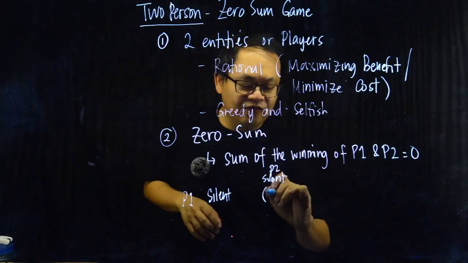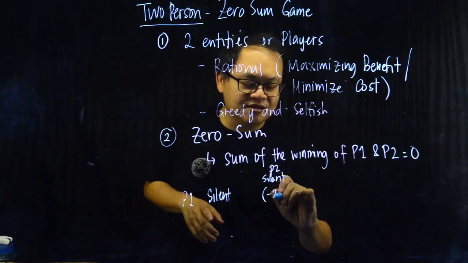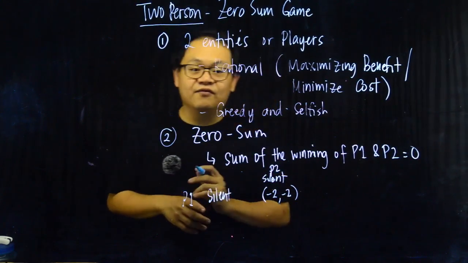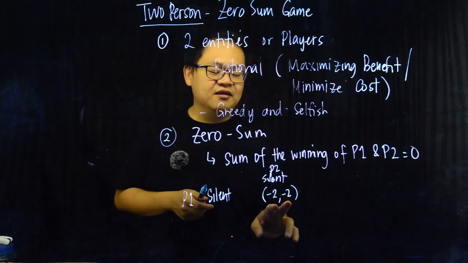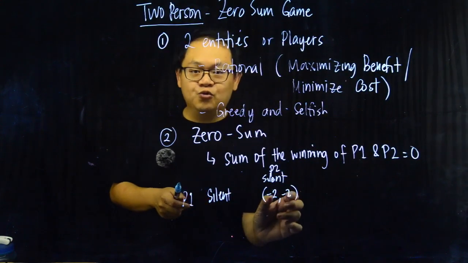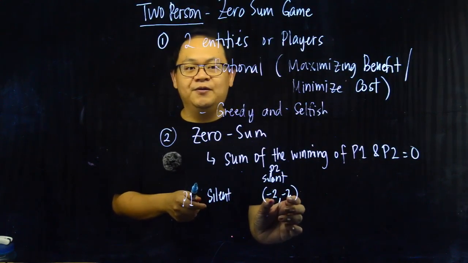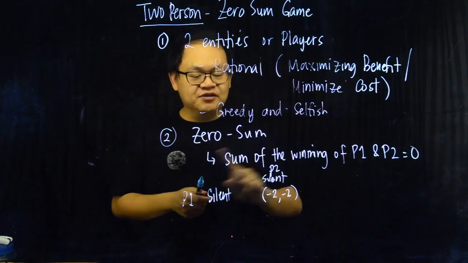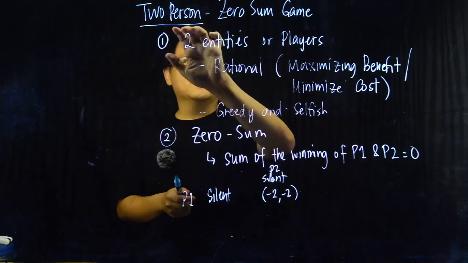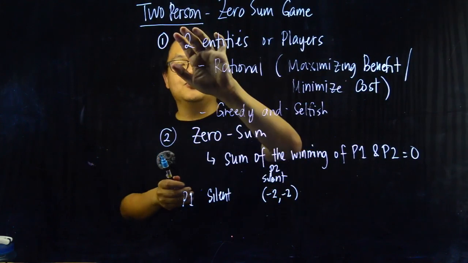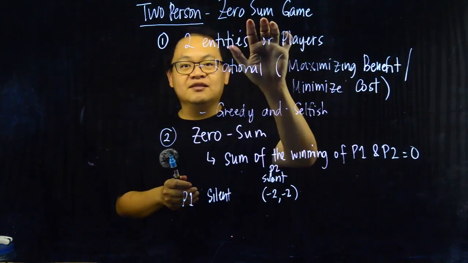The payoff, or the number of years they will get each, is -2 and -2. And in this case, it is very clear that the sum of the two winnings is not 0. Okay? And that is why that prisoner's dilemma example is actually a two-person game. So you have two prisoners, two entities, but the game is non-zero sum.